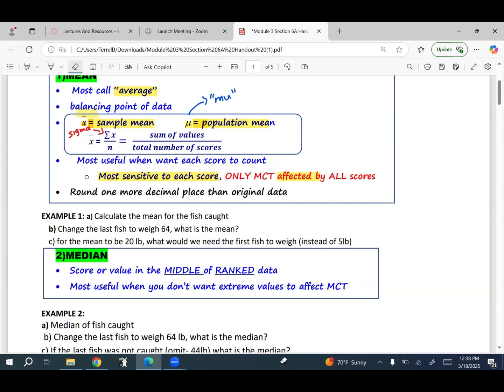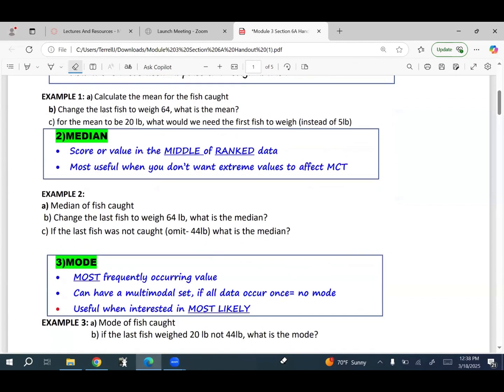Next, we want to talk about the median. The median is another measure of center, but the median is essentially the middle number, but you have to put your data in order. That's what ranked means. You want to order the data from lowest to highest, and then you find the middle number. That middle number is the median.